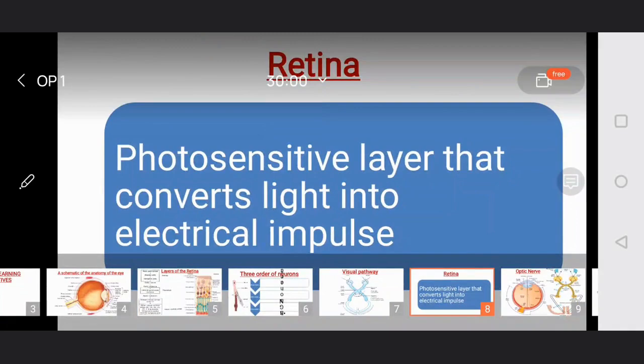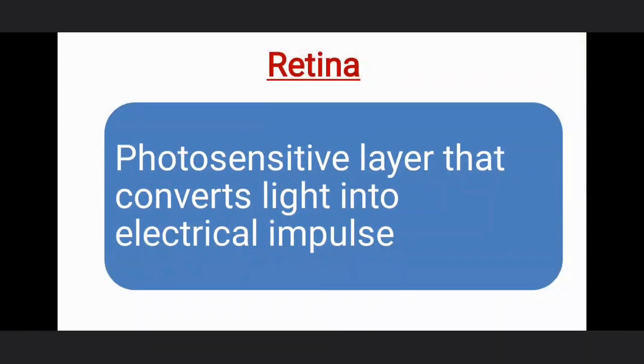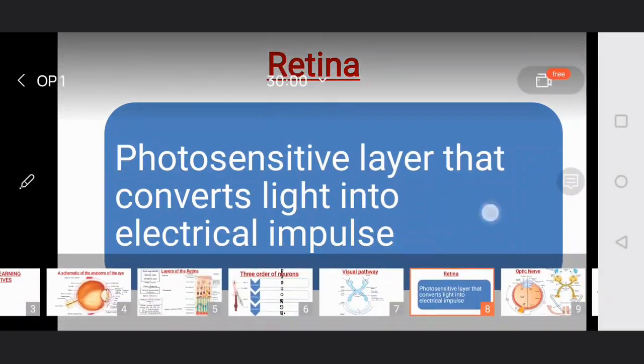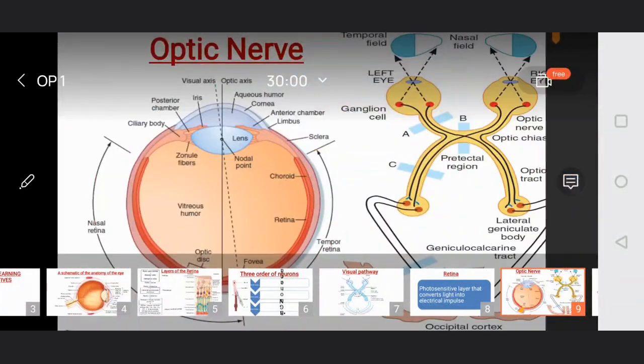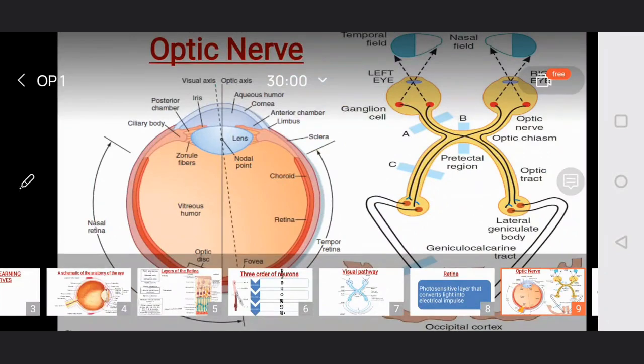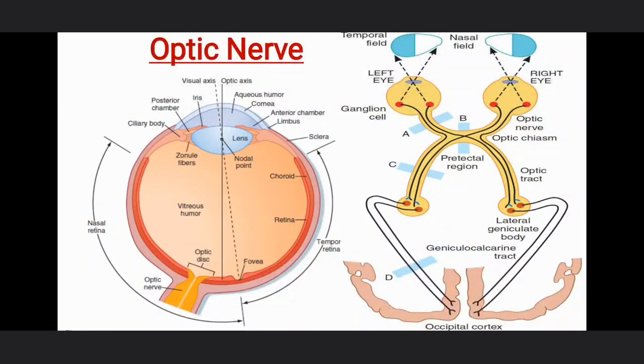First, I would like to start with the retina, which is a photosensitive layer that converts light into electrical impulses. The photosensitive layer which converts the light into electrical impulses is the retina. Now, look at this picture.